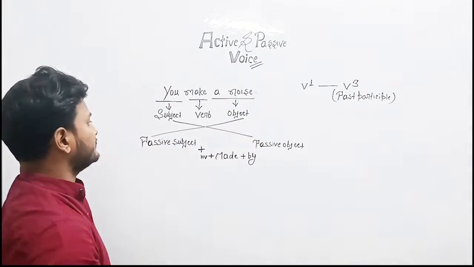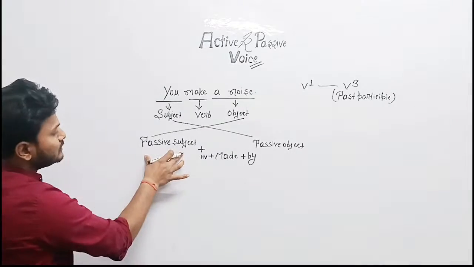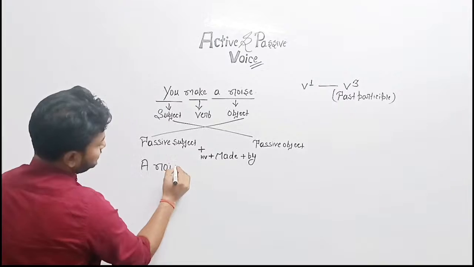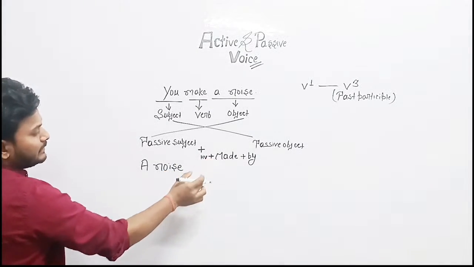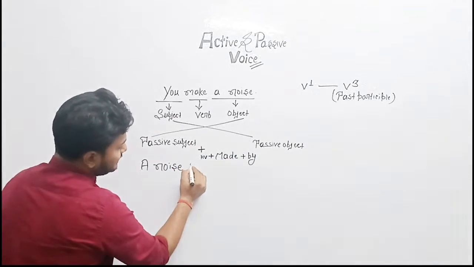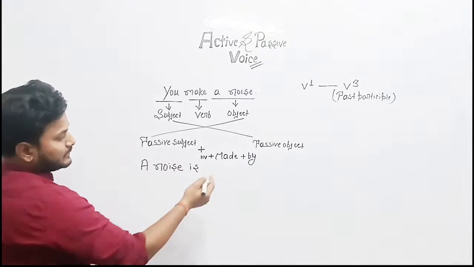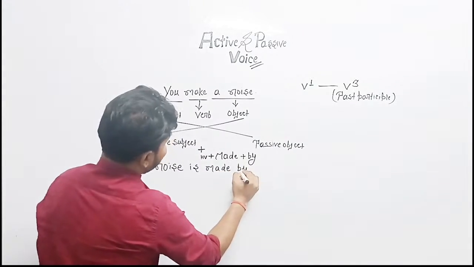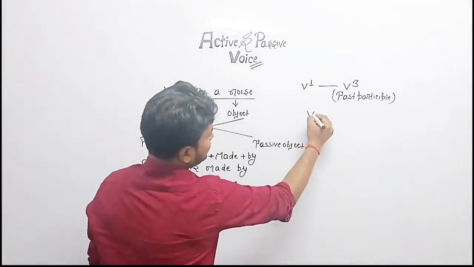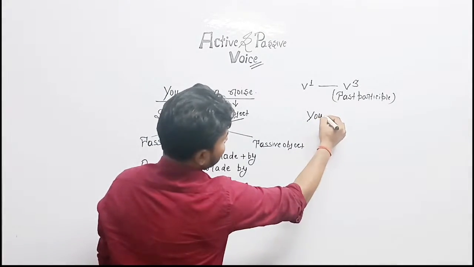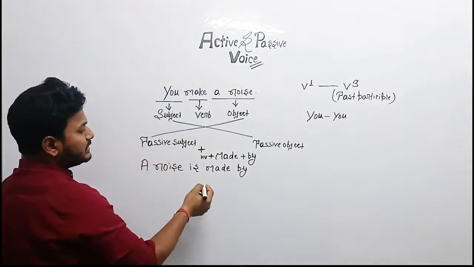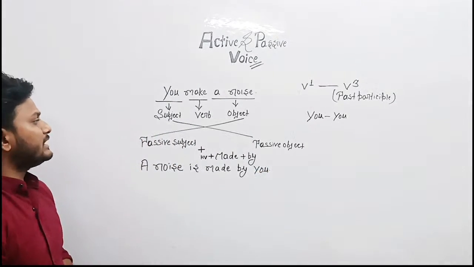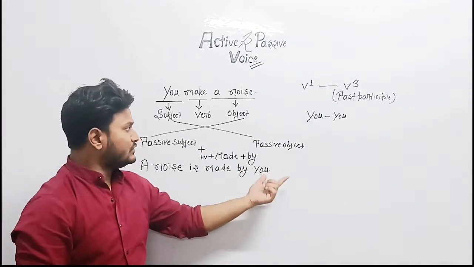Now changing this sentence into passive voice. Let's see. "A noise" is here. This will become the passive subject. So let's write this sentence. A noise. After that, I told you we have to put a helping verb. We are talking about a noise, so it will be "is." A noise is, after that verb 3, made, by, and if you convert "you" into passive voice, it will be "you" only. So: a noise is made by you. This is the passive structure of this sentence. You make a noise; a noise is made by you.